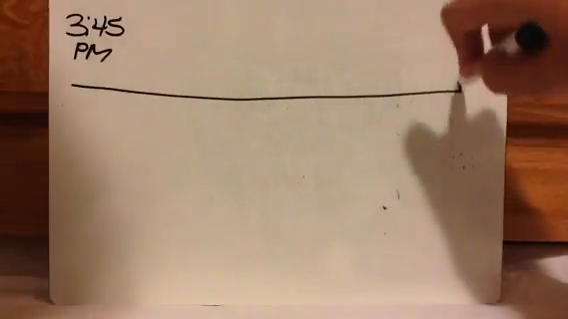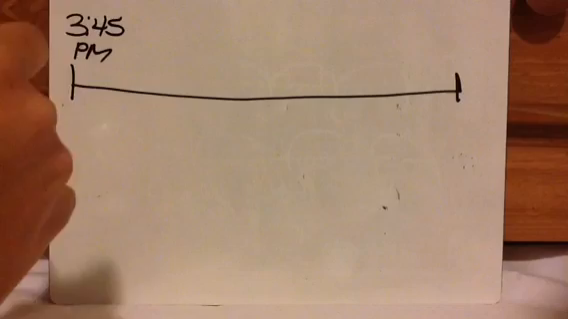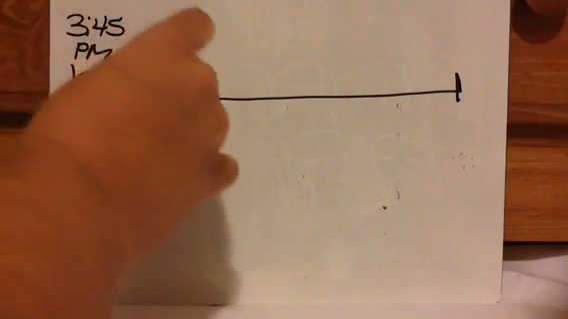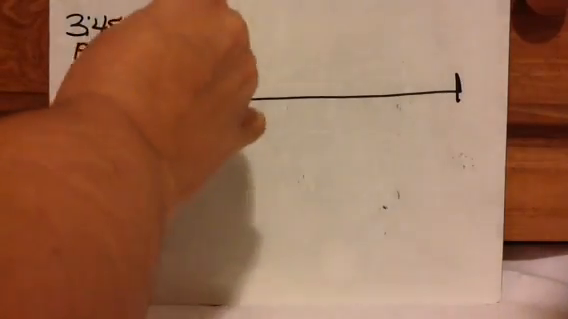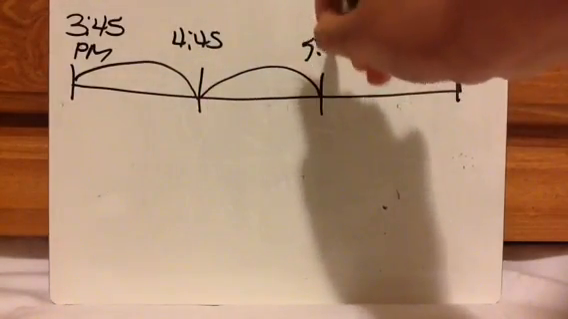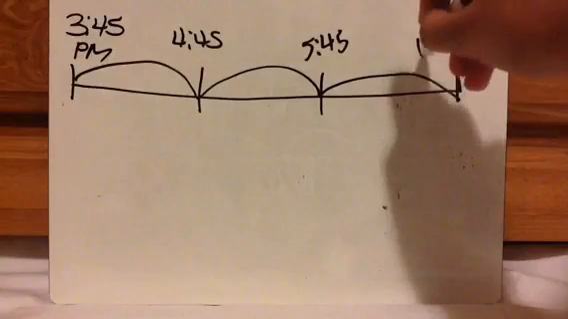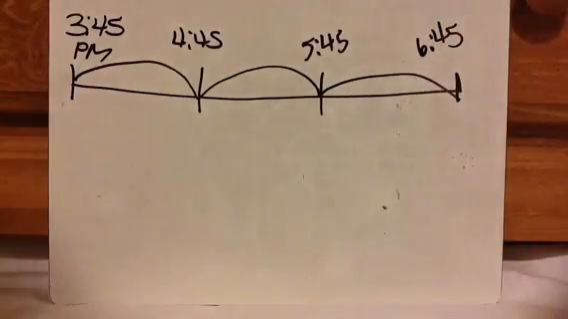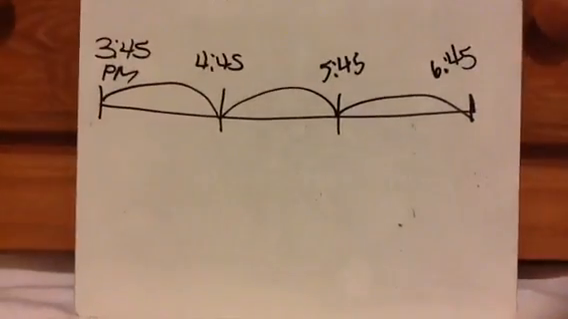Now let's look at another example where it's not right on the hour. It's actually going to be like 3:45 p.m. Okay, what do you do in that situation? Let's say they want you to add 4 hours. So 3:45 plus 1 hour is 4:45. 4:45 plus 1 hour is 5:45. 5:45 plus 1 hour is 6:45. So you're adding 1 hour.